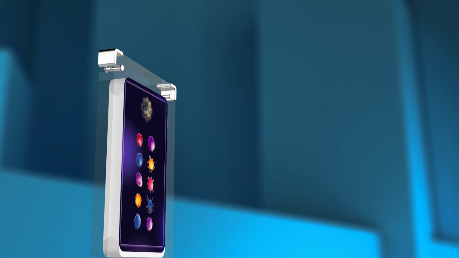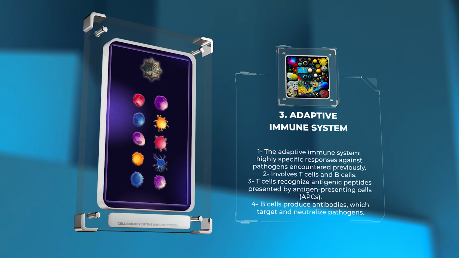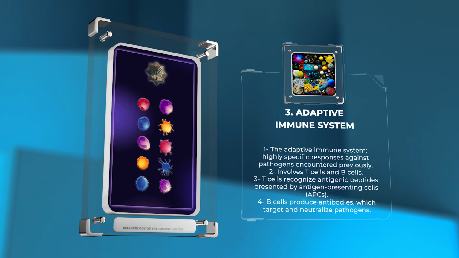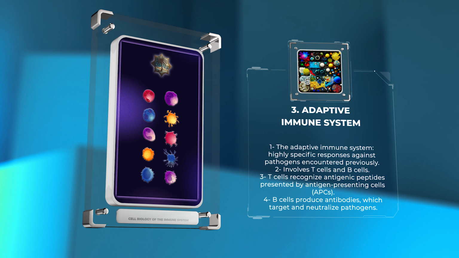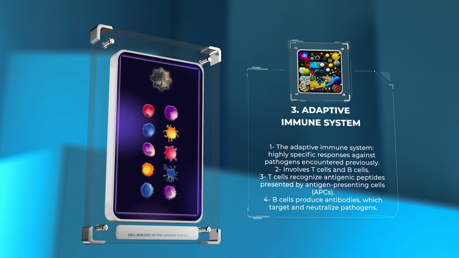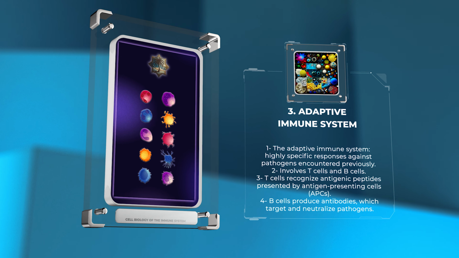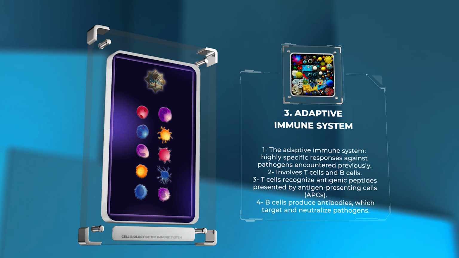The adaptive immune system orchestrates highly specific responses against pathogens encountered previously. It adapts to provide long-lasting immunity. Adaptive immunity involves two main types of lymphocytes, namely T cells and B cells. T cells recognize antigenic peptides presented by antigen-presenting cells, APCs, and assist in controlling immune responses. B cells produce antibodies, which target and neutralize pathogens.